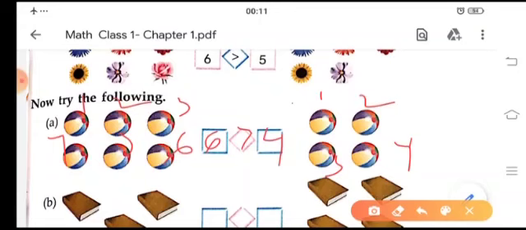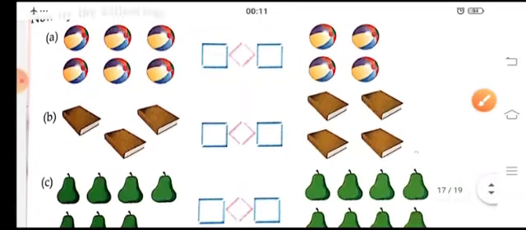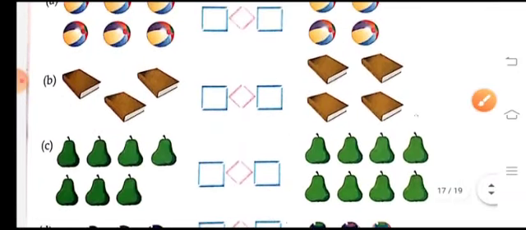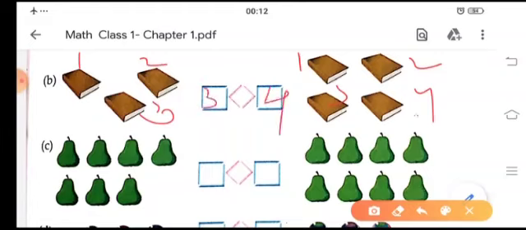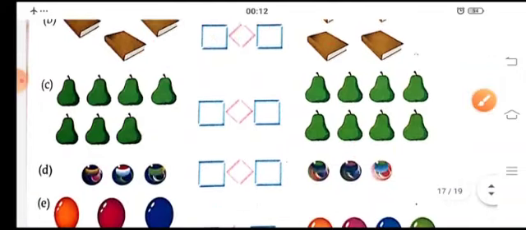Our next picture. See. In the next picture, 3 books are here. 1, 2, 3. And in this, 1, 2, 3, 4. 4 books are there. So write here 3, write here 4. But 3 is less than 4. So you write this sign. Okay. Then equal to.